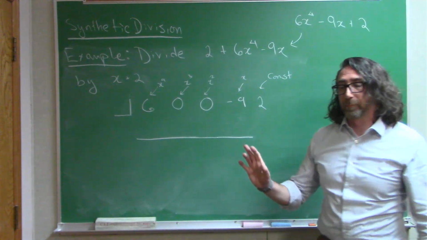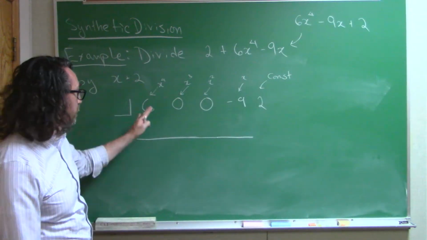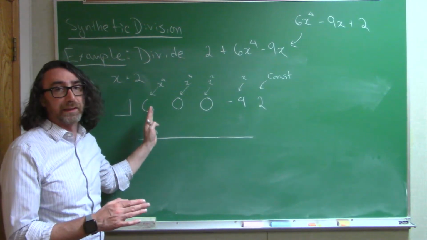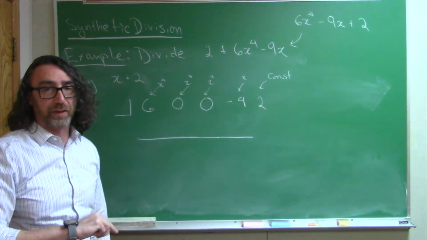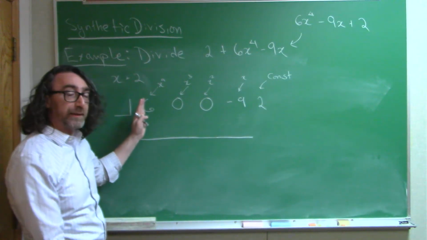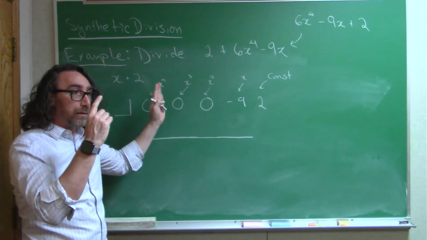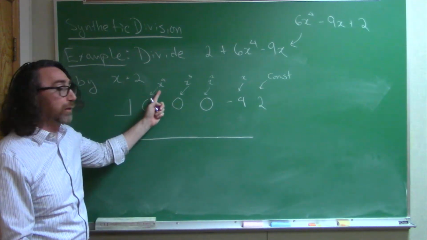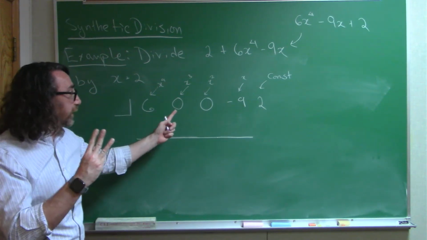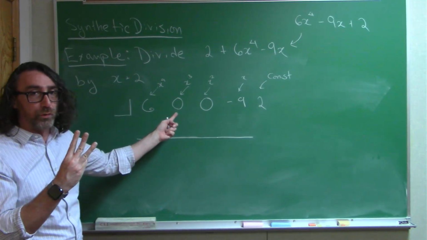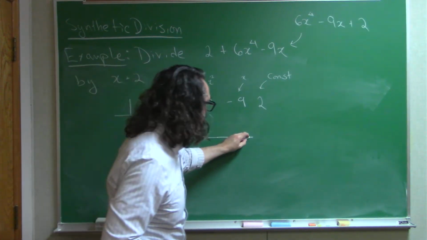Okay, so when you're doing the synthetic division process, these coefficients need to be in descending order based on the power of x that they correspond to. The one on the extreme left needs to be the highest power, and then the next highest power. So in our example, this corresponds to x to the 4th. This thing needs to come from x cubed, x squared, x, and the constant.